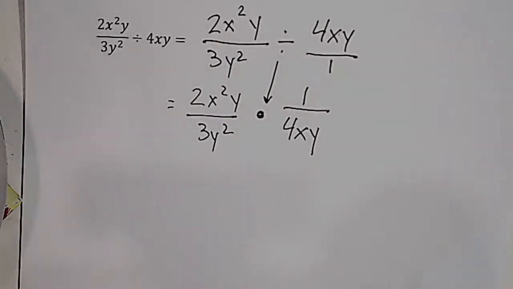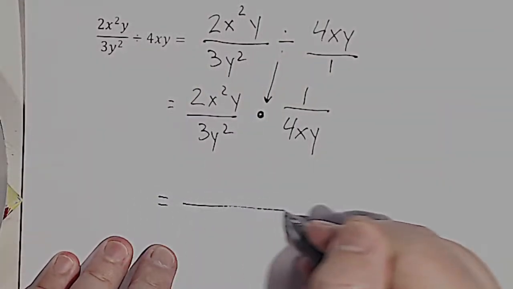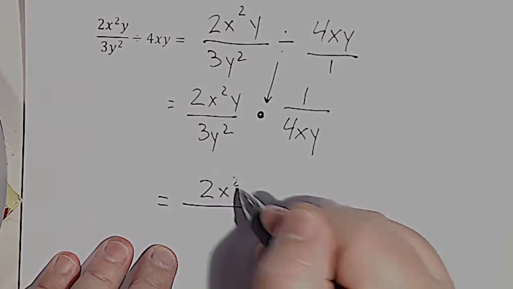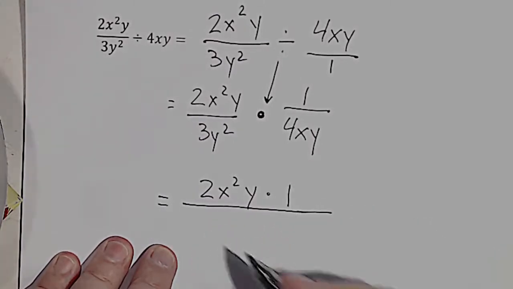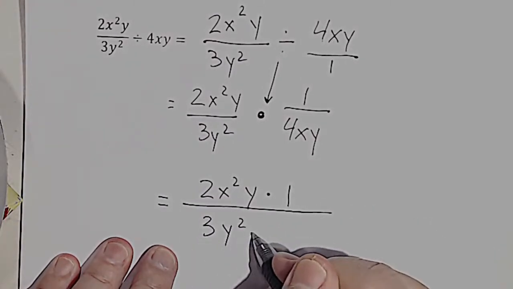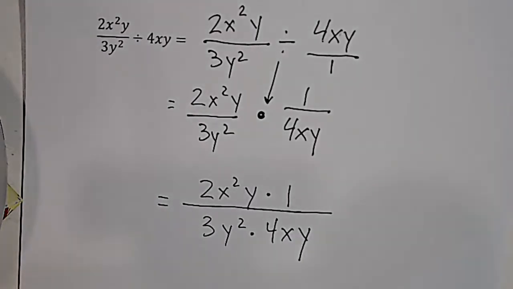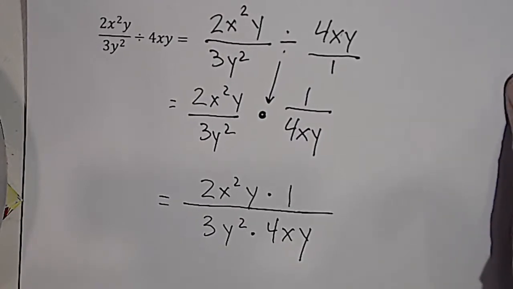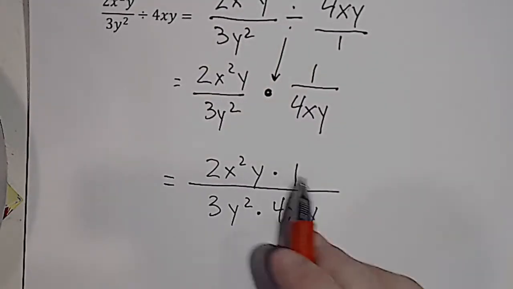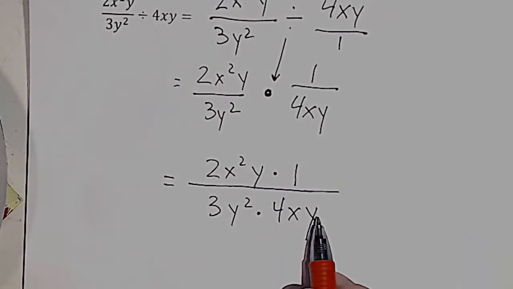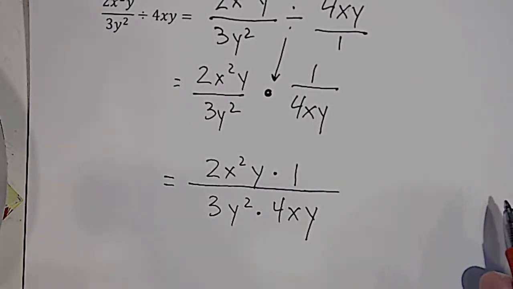Okay. So then I've got 2x squared y times 1 and 3y squared times 4xy. Now, a lot of people ask, can I reduce sooner than this? And yeah, there are a lot of times. It just depends on your personal style. I want to make sure I don't reduce before I get to the multiplication stage, because I don't want to make a mistake. Okay, let's see what cancels.